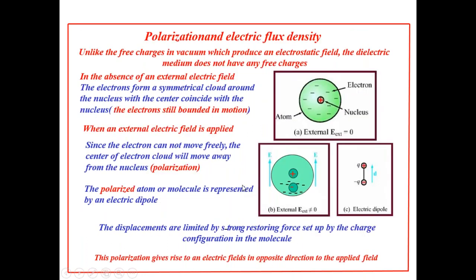Polarization and electric flux density. Unlike the free charges in a vacuum, which produce an electrostatic field, the dielectric medium does not have any free charges. So in the absence of an external electric field, the electrons form a symmetrical cloud around the nucleus, with the center coinciding with the nucleus. So this is what you are seeing here.